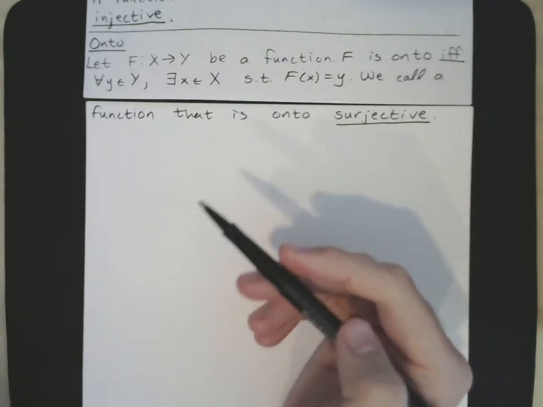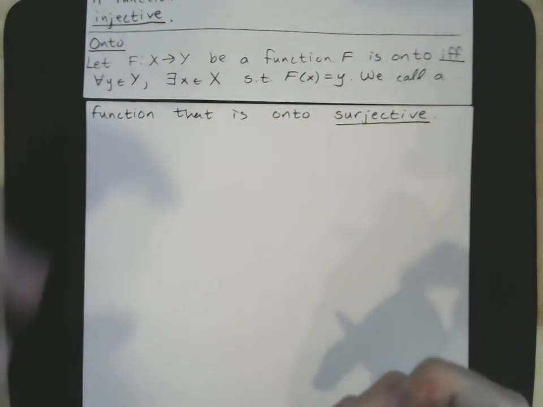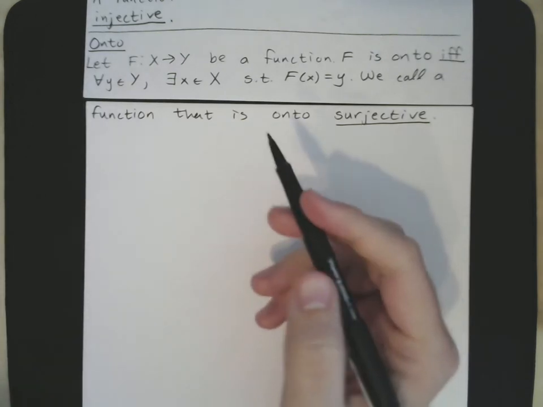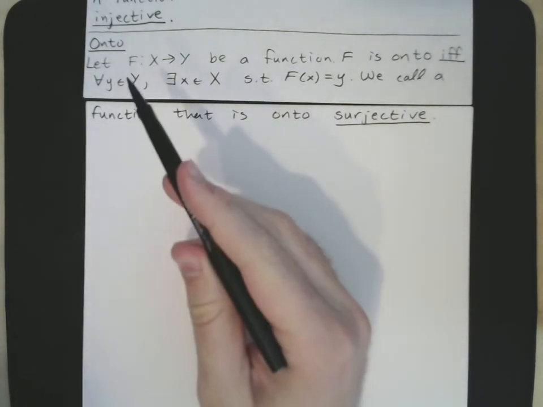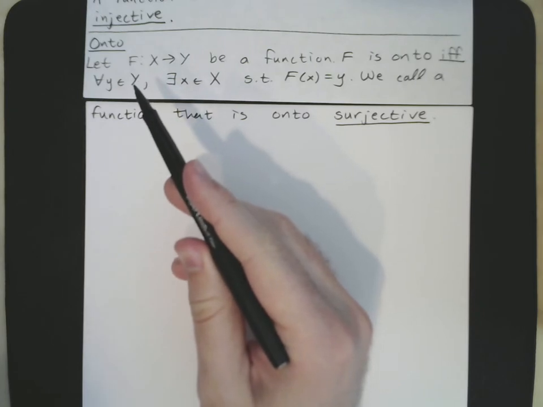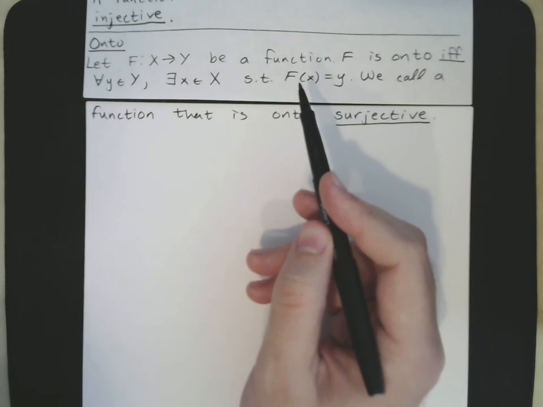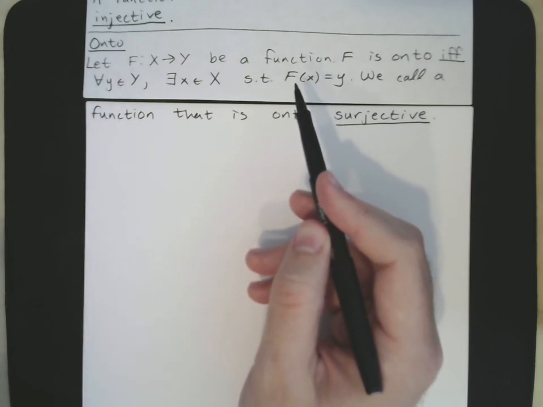Onto means that every element in your range has an element that's associated with it in the domain. So every element in the range, in the codomain, has an element that gets mapped to it from X, from your domain.